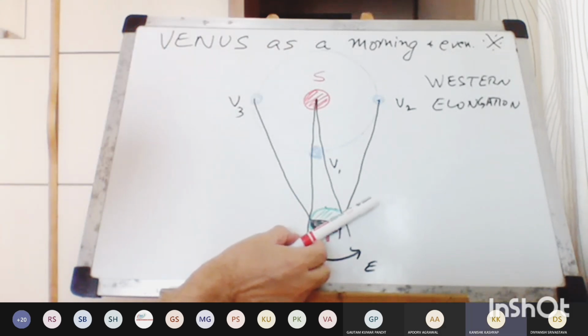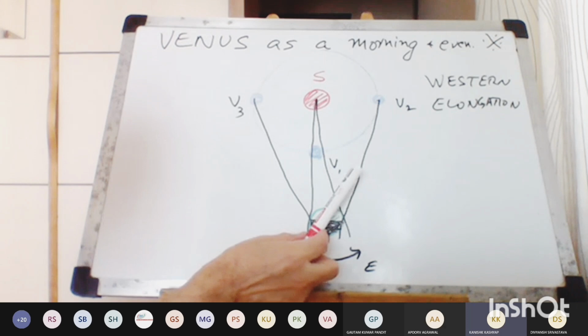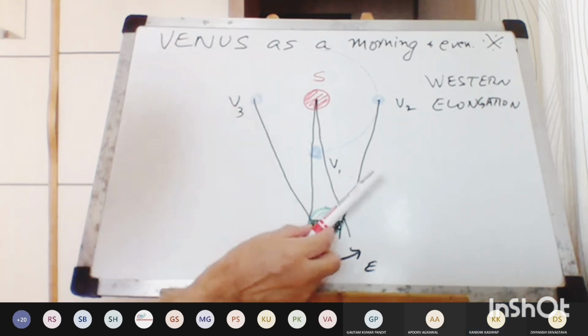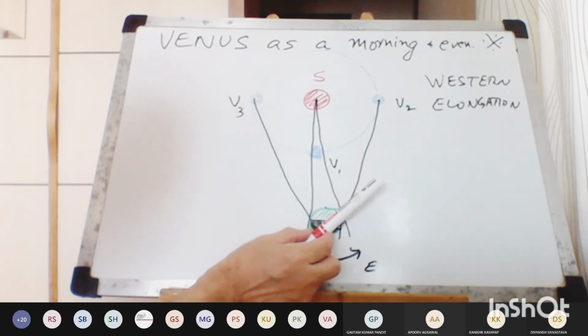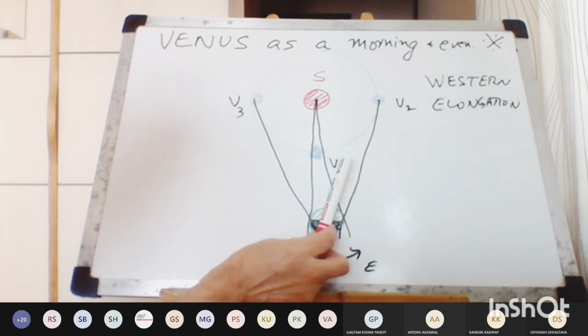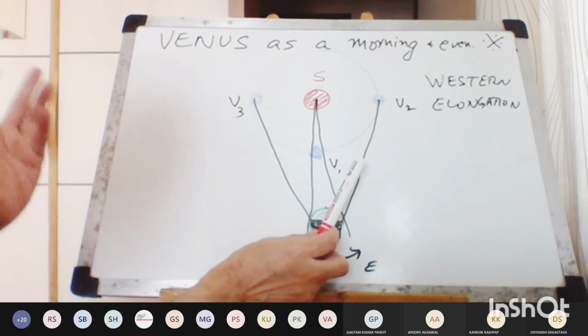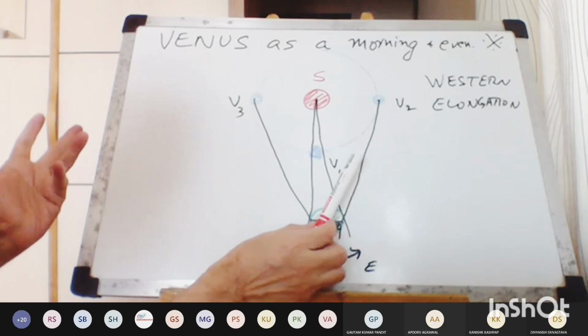Sun, sir. He sees the sun first. So when he sees the sun first, the sun has become very bright. After some time, Venus V3 will rise. Will he be able to see Venus? No, sir. He will not see Venus because the sun has already risen. Once the sun comes out, all the heavenly bodies go home.